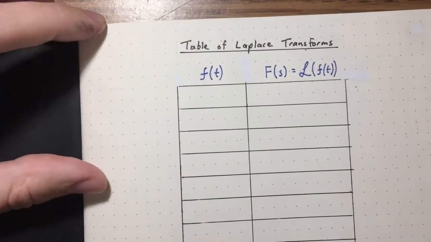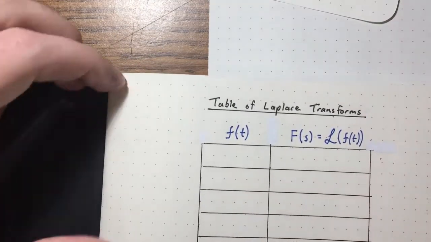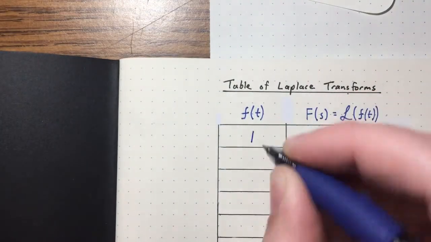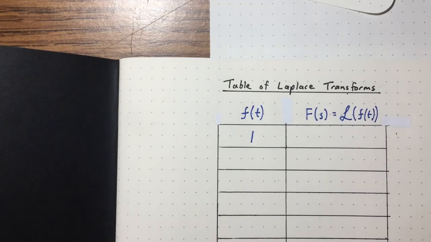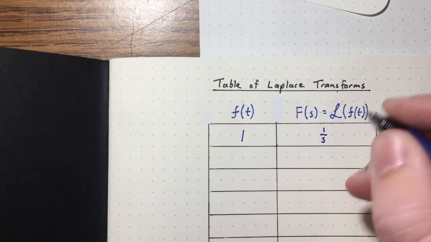Okay, so I have a book that I'm going to keep, and we have a table of Laplace transforms. We're going to start filling in this table. So what's the first one that we did? I guess 0 is not even worth putting in here, but let's do 1. What if f of t is the function 1? Well, our Laplace transform was 1 over s.